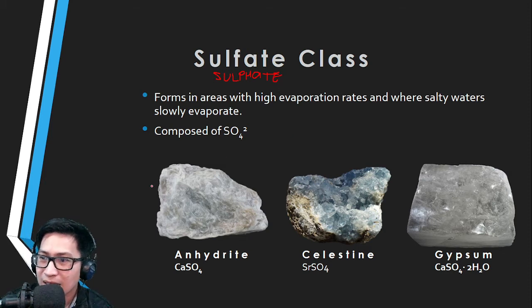Now, let's have an example. Anhydrite is made up of the elements calcium, sulfur, and oxygen. Sulfur and oxygen, that makes it sulfate. We also have the celestine here, made up of strontium, sulfur, and oxygen atoms. That makes it a sulfate. Lastly, we have the gypsum. The gypsum na diniscuss po natin as a mineral used as a board sa ceiling. It is made up of calcium, sulfur, oxygen, hydrogen, and oxygen atoms. Okay? That makes it a sulfate.